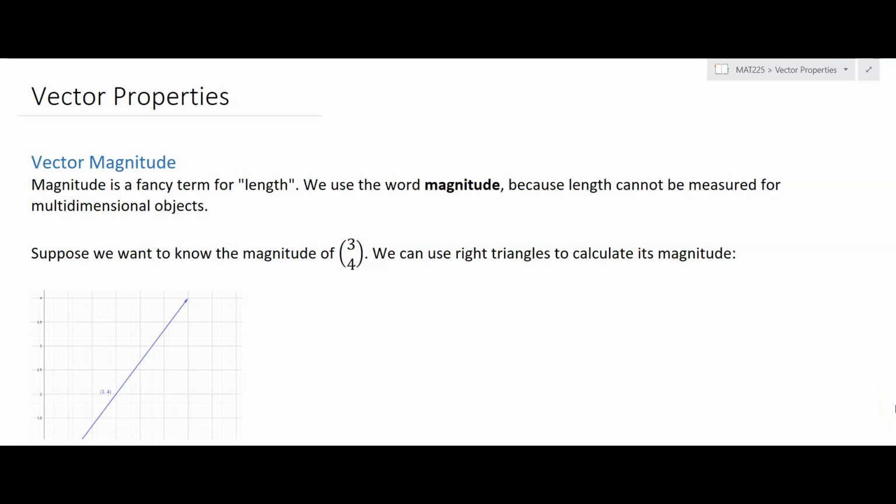Hello and welcome. In this brief video, we're going to look at some vector properties. So we've heard about vector magnitude and vector direction. We're going to add a little bit of operational content to that.